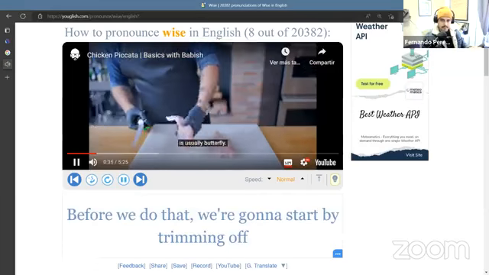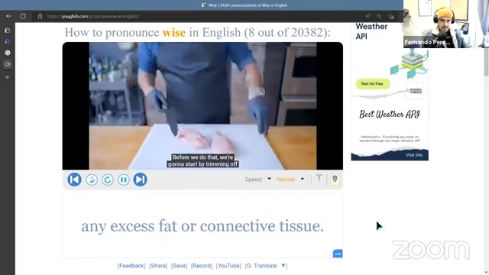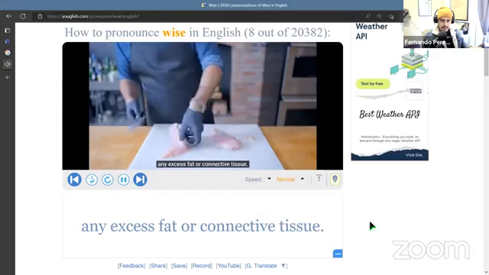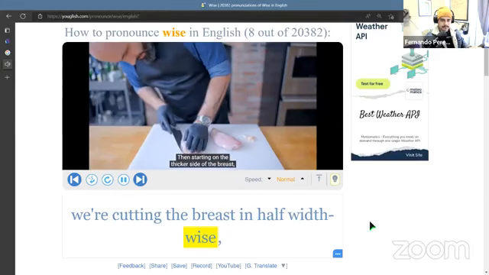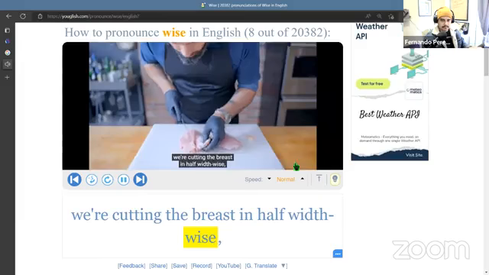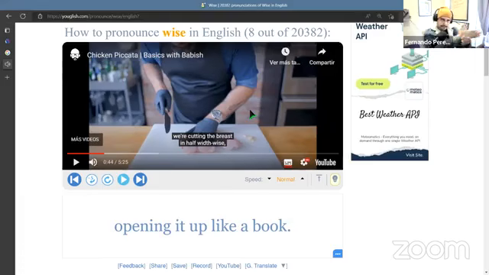Cotta is usually butterflied. Before we do that, we're going to start by trimming off any excess fat or connective tissue. Then, starting on the thicker side of the breast, we're cutting the breast in half widthwise. Widthwise.